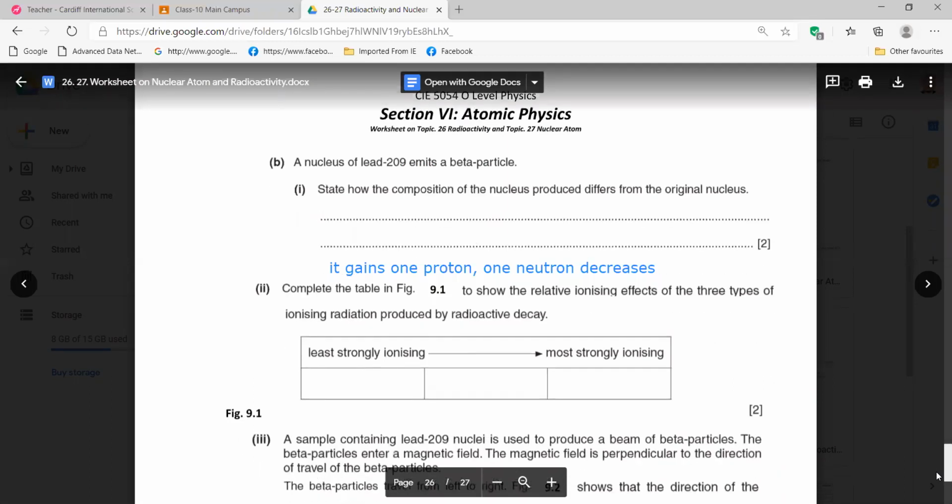Then next, continue. Complete the table in Figure 9.1 to show the relative ionizing effect of the three types of ionizing radiation produced by radioactive decay. So least strong is gamma, then in the middle is beta, and most strongly ionizing is alpha, right?